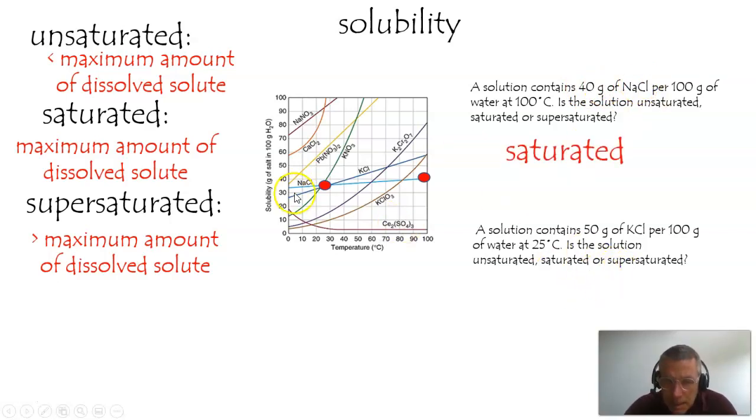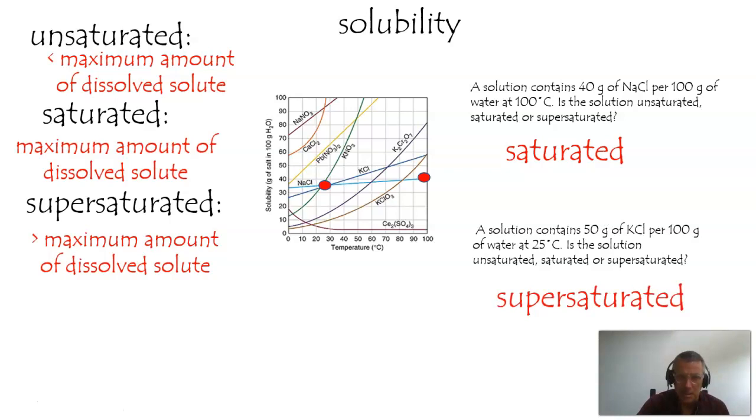Try the next one, and I did pre-mark it for you. This time you've got 50 grams of potassium chloride for every 100 grams of water at 25 degrees Celsius. So now we're at 25, so start right there and find your KCl graph, and it's the blue one, and you are right about at that point. It looks like it can handle about 35-ish grams for every 100 grams of water, but we've got way more than that. We put in too much. That's 50 grams. We would call that a supersaturated solution.